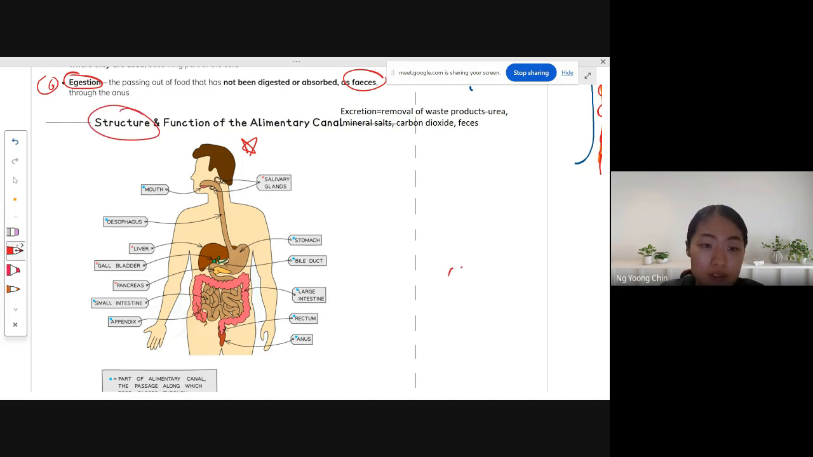Okay, so you can see from the mouth, along the mouth, the food will mix with the saliva, right? The saliva contains amylase, the salivary amylase. Actually the salivary amylase is secreted by the salivary gland.